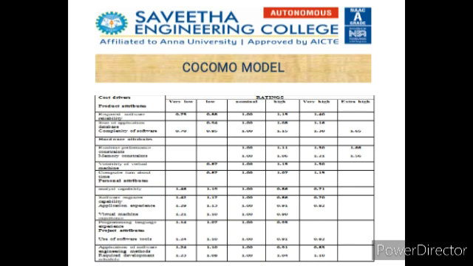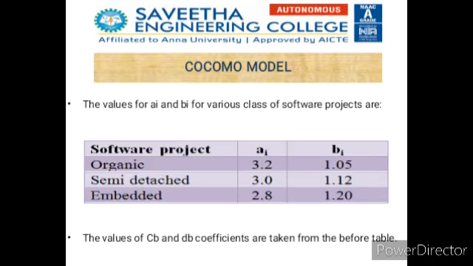And then we move on to the personnel attributes such as analyst capability, software engineer capability, application experience, virtual machine experience, and programming language experience. Project attributes comprise use of software tools, application of software engineering methods, and required development schedule. We can also find the ratings of the given cost driver attributes as very low, low, nominal, high, very high, and extra high. As discussed earlier, it is a 6-point scale ranging from very low to extra high.